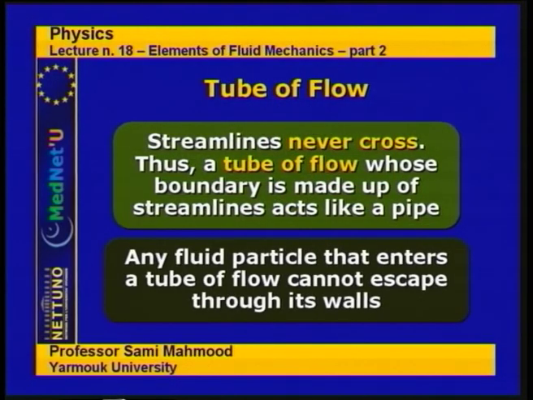because if a particle enters from one end, enters that tube, which is bounded by streamlines, then the particle cannot leave through the walls of this tube, because the particle doesn't change its velocity with time. Accordingly, the tube of flow works just like a real pipe, like a glass pipe or a metallic pipe.